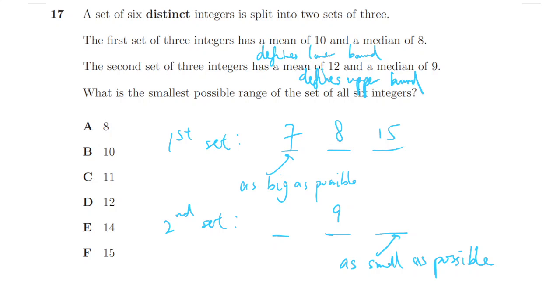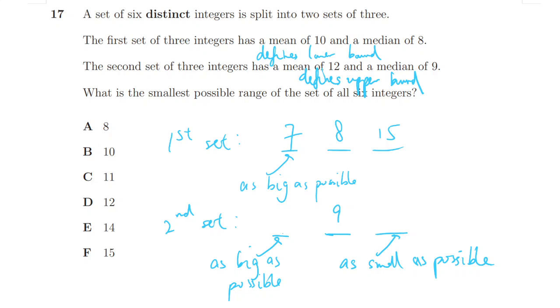So instead of considering the last number, let's consider the first number. If you want the last number to be as small as possible, then you want the first number to be as big as possible, because you have a fixed mean. The mean is going to balance these numbers. So the third number as small as possible means the first number has to be as big as possible. Good.